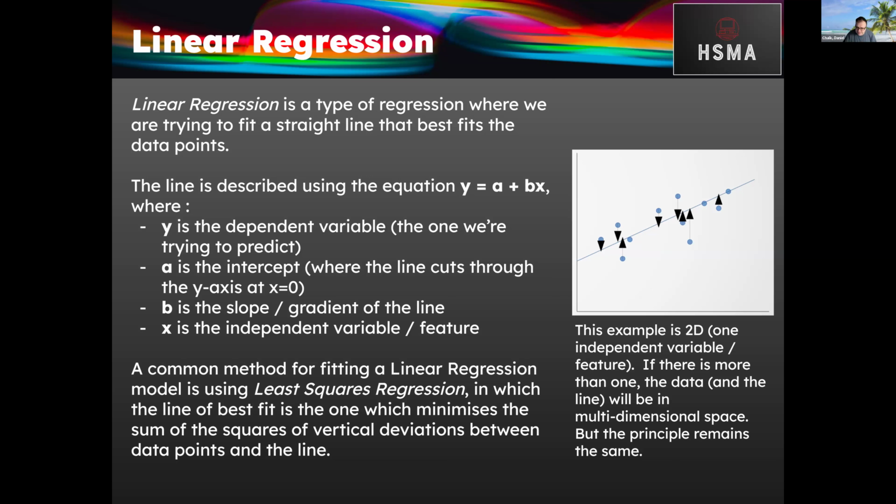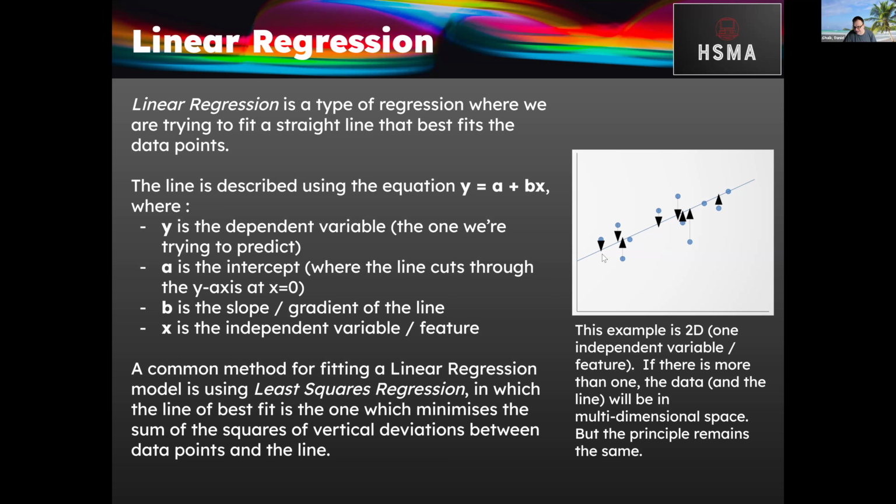Now, a common method for fitting a linear regression model is using something known as least squares regression, which is actually quite a straightforward approach. It basically just says the line of best fit is the one which minimizes the sum of the squares of vertical deviations between data points and the line.